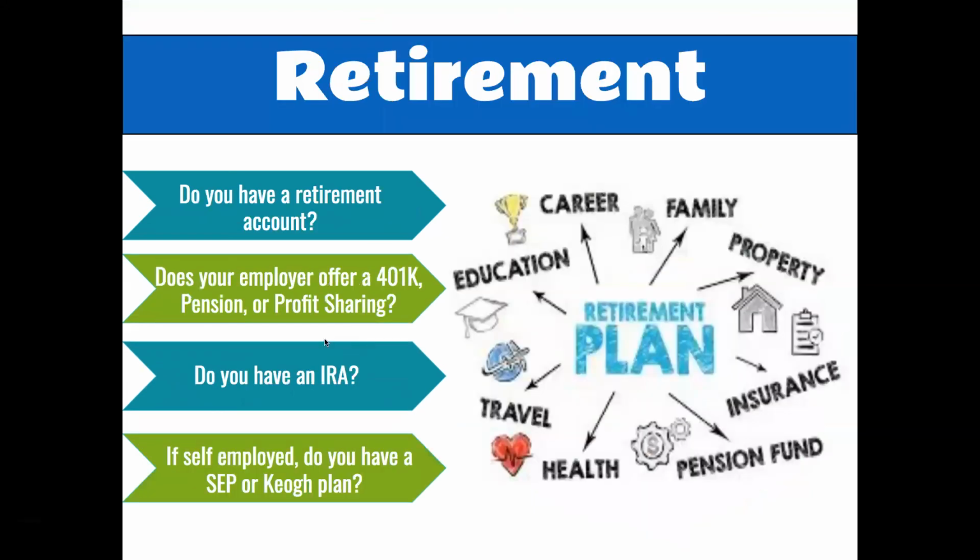Okay. Retirement. Do you have a retirement account? Does your employer offer a 401k, a pension, or profit sharing? Do you have an IRA? If you're self-employed, do you have a self-employment plan or a Keogh plan? These are specific to self-employed people that own their own business, or 1099 employees.